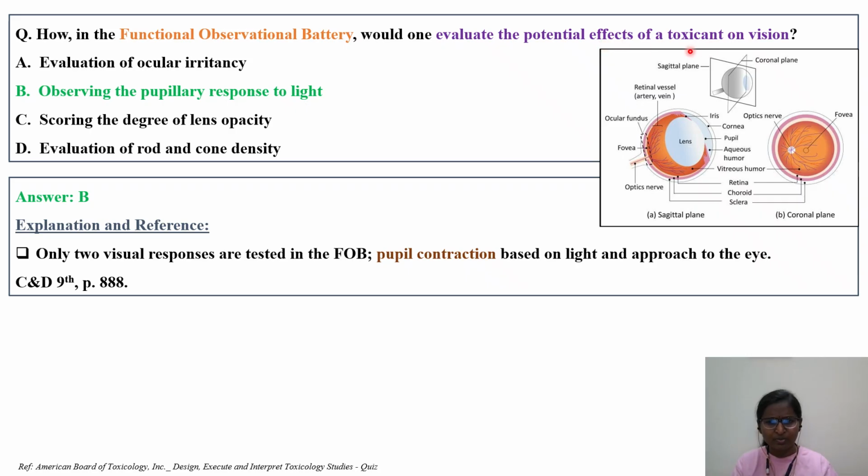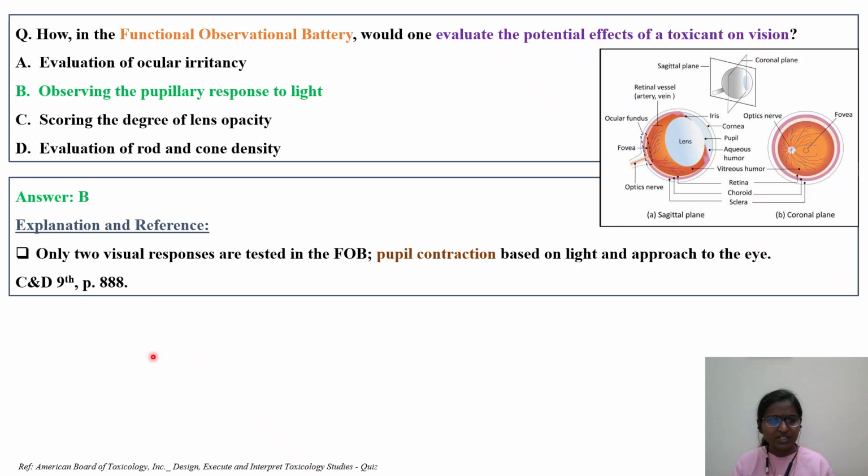So in FOB various parameters are there, like grip strength, cognition, memory, and all these things. One of the tests in FOB is with respect to vision. So we have option A, evaluation of ocular irritancy. Option B, observing the pupillary response to light. Option C, scoring the degree of lens opacity. Option D, evaluation of rod and cone density. So the right answer, in green text, is option B, observing the pupillary response to light.